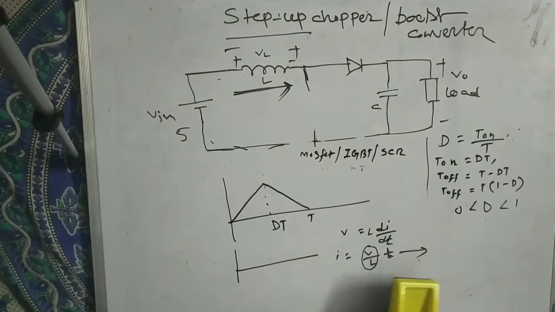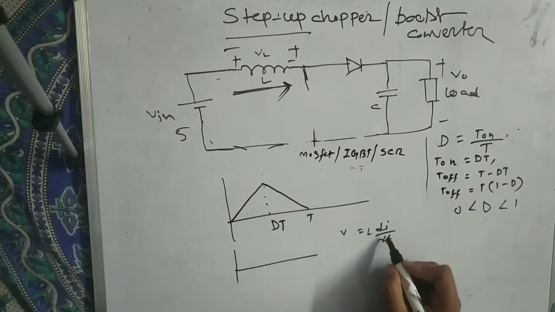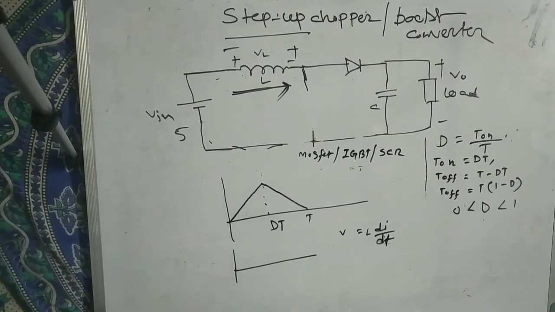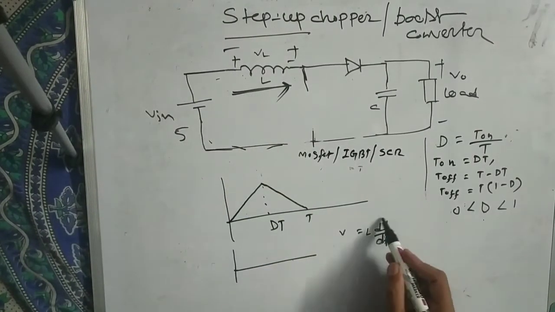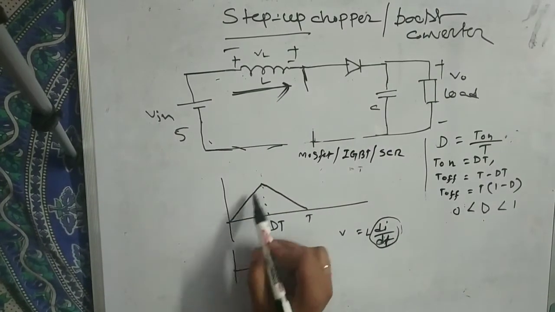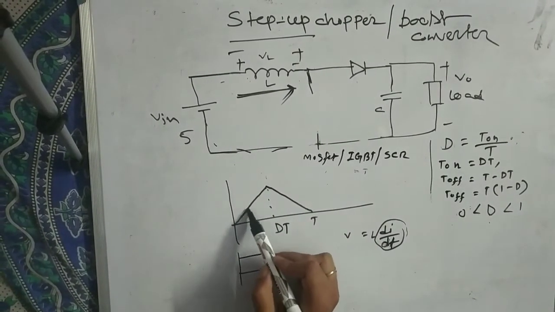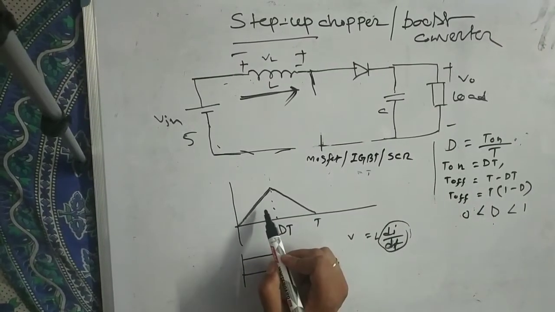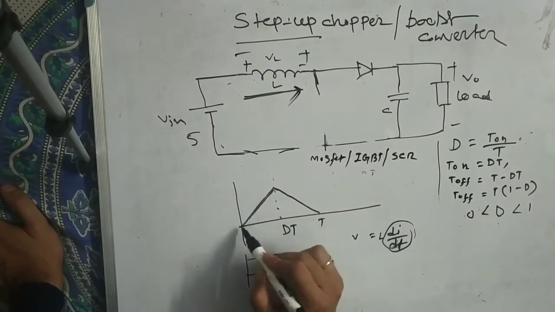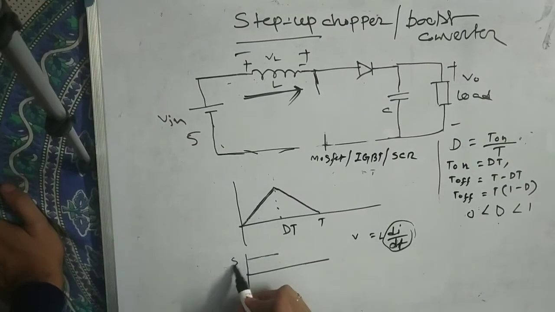Here we can see this is the inductor current equation. So the voltage across the inductor will be the derivative of the current. So this is positive current. The derivative of a ramp function will be a unit step function. So the value will be the derivative of this ramp function, meaning you are getting some constant value.